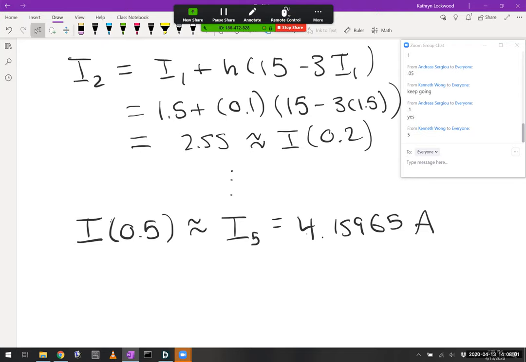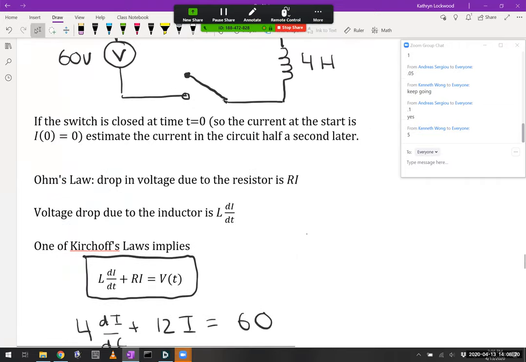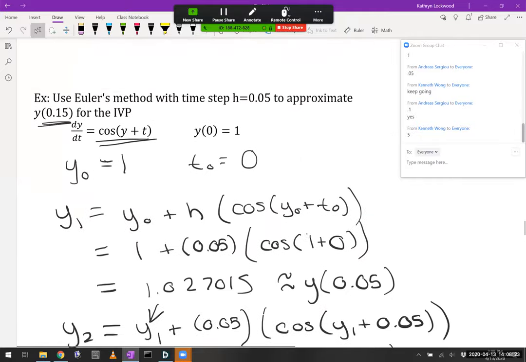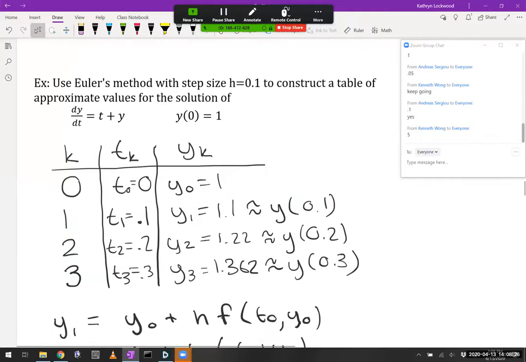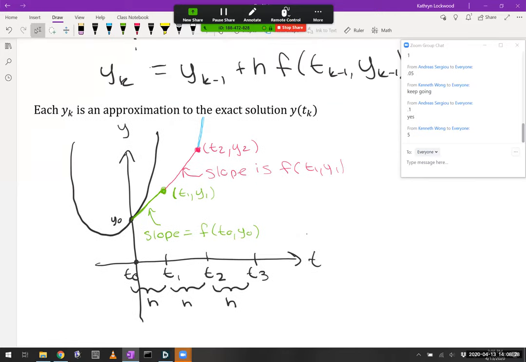Euler's method is very nice in the sense that once you get a feel for the formula, it's pretty straightforward, and we can do this over and over again. The downside to Euler's method is it's not hugely accurate. The further out you go, the more error you introduce, because each step is dependent on the last step. Every time you're introducing a little bit more error, so you end up with an approximation that's not great the further out you go.